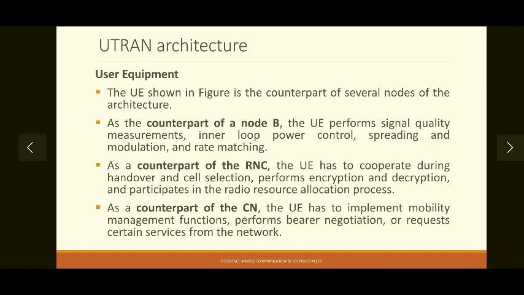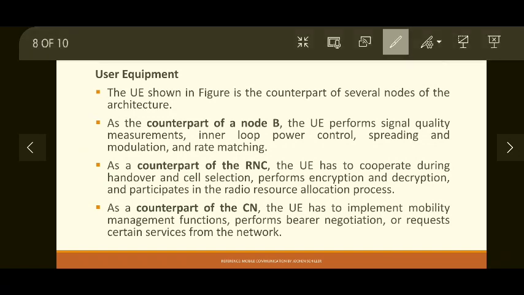So it has a counterpart for node B, it has a counterpart for RNC, as well as a counterpart for core network also. Whatever functions are implemented by node B, all will be in association with the user equipment. So user equipment also performs signal quality measurements. It also supports inner loop power control. It also supports spreading and modulation and rate matching. All these functions are done by node B, which are mentioned over here. So their implementation is done in association with the user equipment.